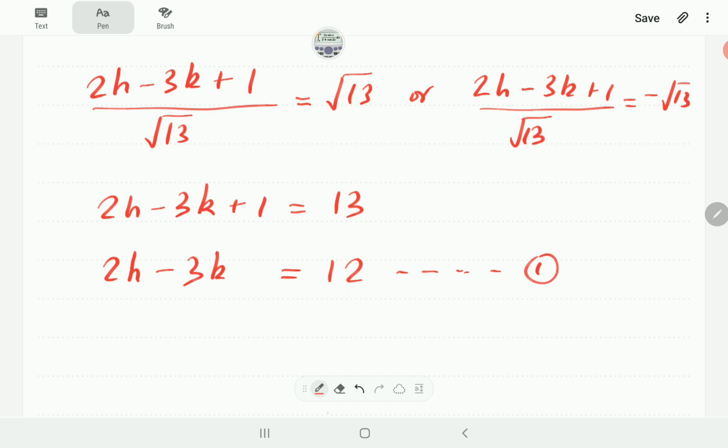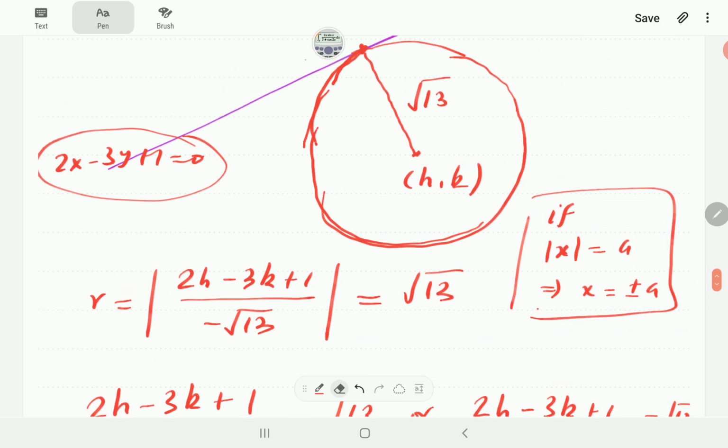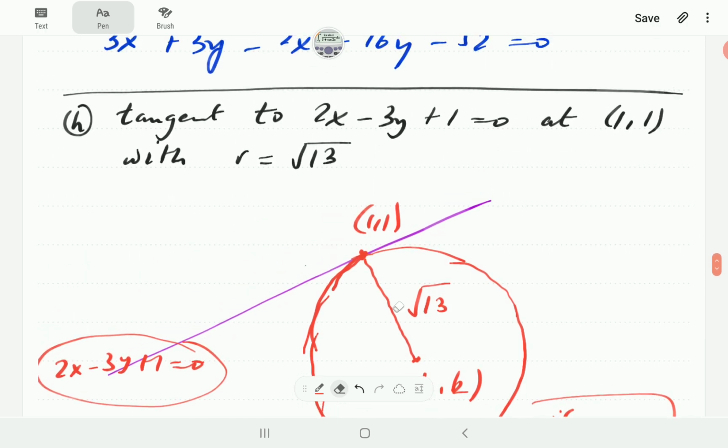So let's call this equation 1 for this case. Then we need another equation. It can't be this one because these two equations are basically two cases, and these two cases are because here, with the conditions given, this circle could be this side, but this circle could be this side as well. Okay, so that's why one of them is the plus case and the other one is the minus case.